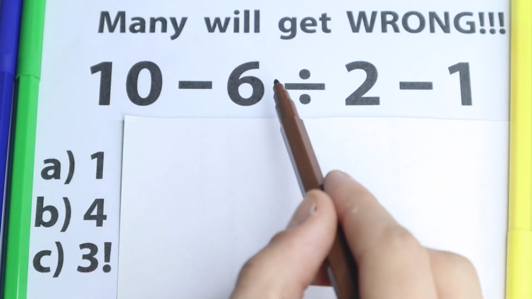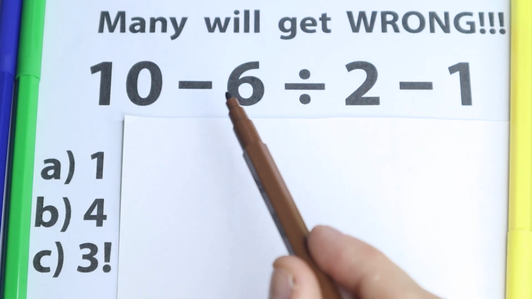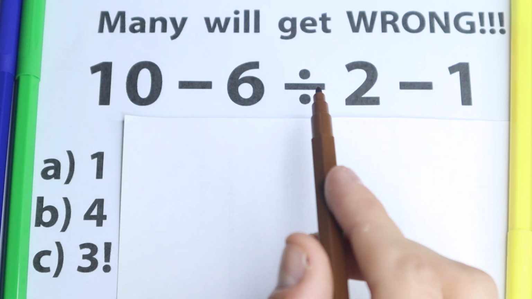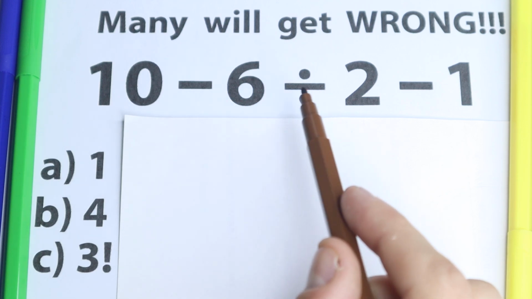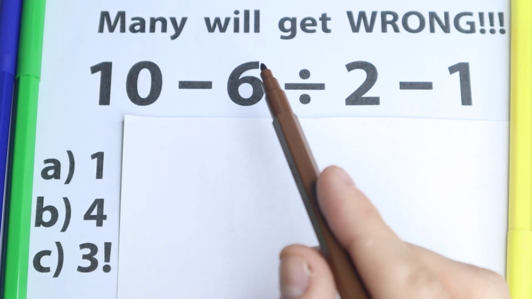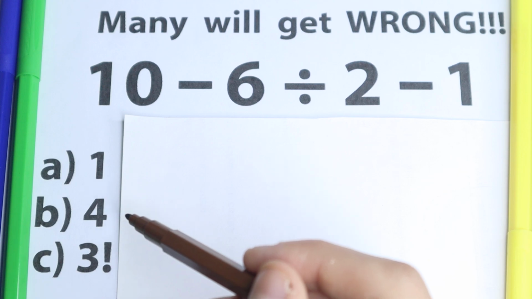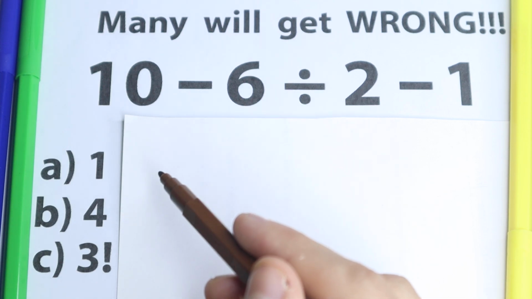We don't have any parentheses. We don't have any powers right here. So it's a regular, easy question, and everyone learns this stuff in the 3rd grade. But what is the correct answer? Right here we have 3 options, option A, B and C. So right now I suggest you pause the video and try to solve it by yourself.